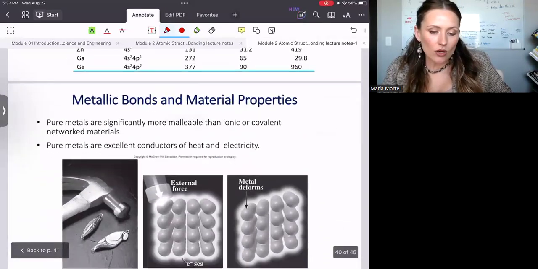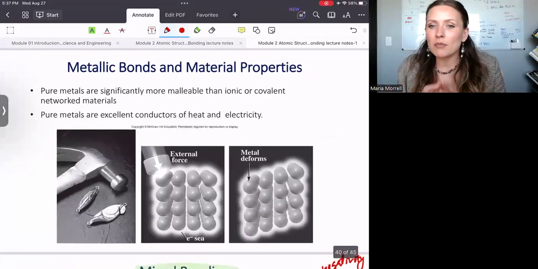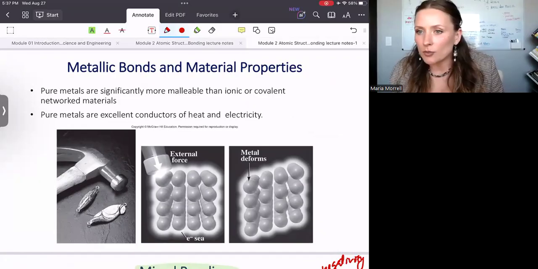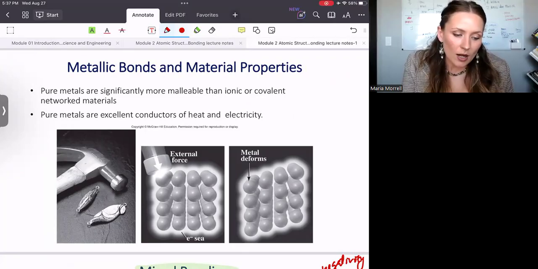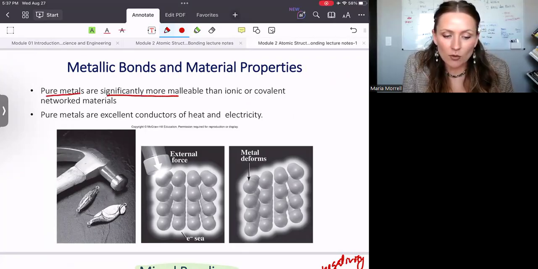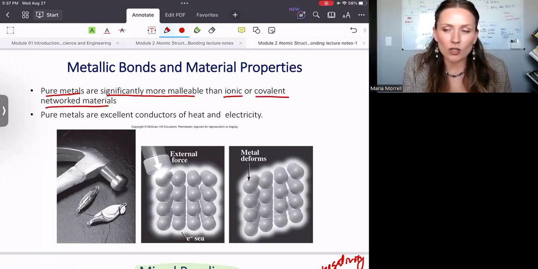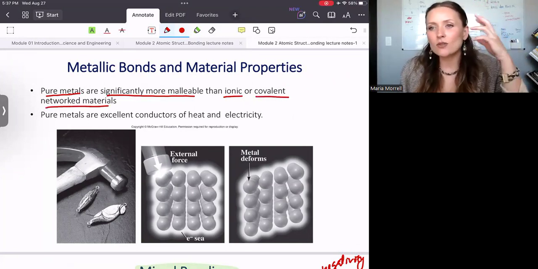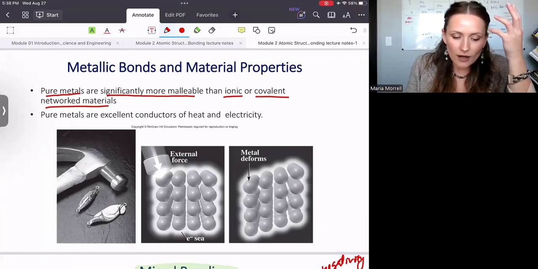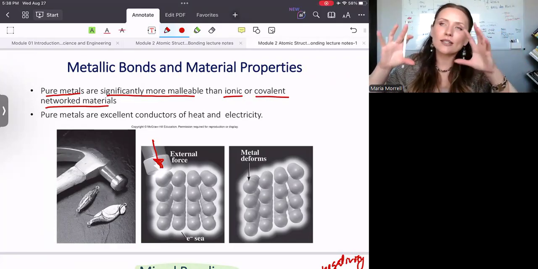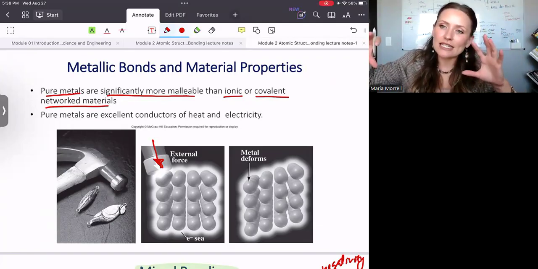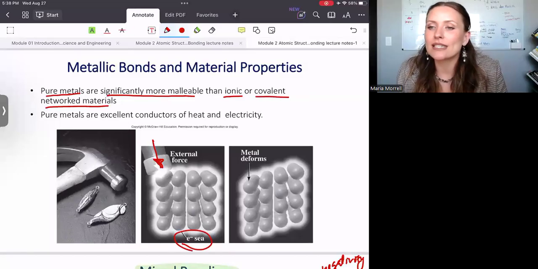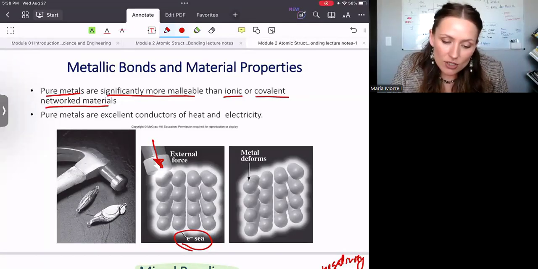Okay, so now what does it mean, metallic bonding and material properties, right? So how do I explain it? Well, pure metals are significantly more malleable than ionic or covalent network materials. And that should make sense, and I'll explain you why, guys. Okay, so if I am to apply the external force, you have these positively charged ions, but they're always balanced out with this sea of electrons, right? This electron sea. And so what happens is that the metal just deforms.